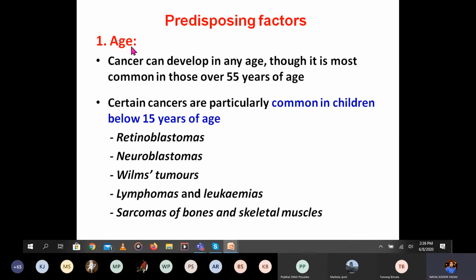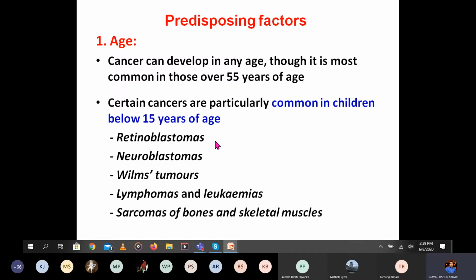The first one is the age. So cancer can develop at any age, but mostly you can see it commonly in the age group more than 55 years. There are a few cancers which can be seen in children, which are common in children less than 15 years of age. Examples: retinoblastoma, neuroblastoma, Wilms tumors, lymphoma, leukemia, and sarcoma of bone and skeletal muscles.